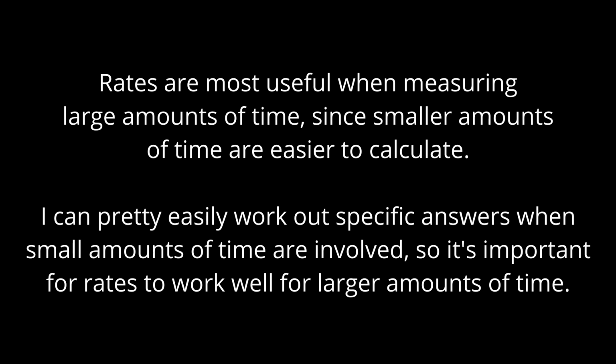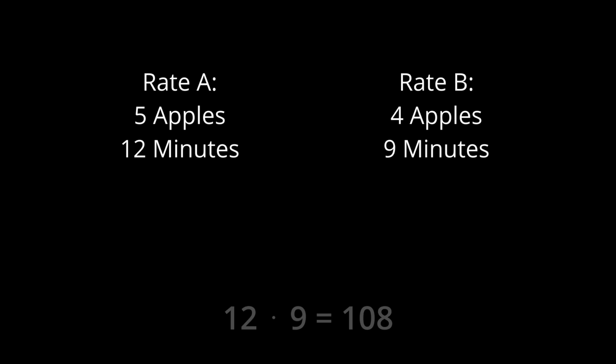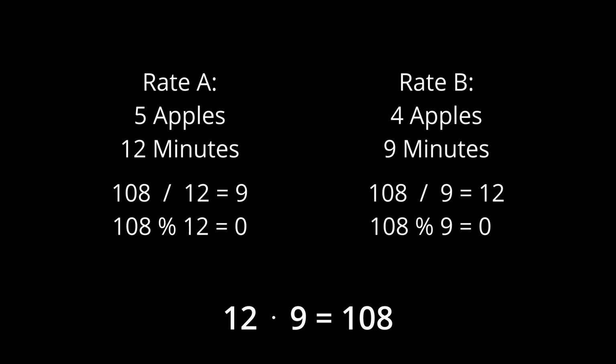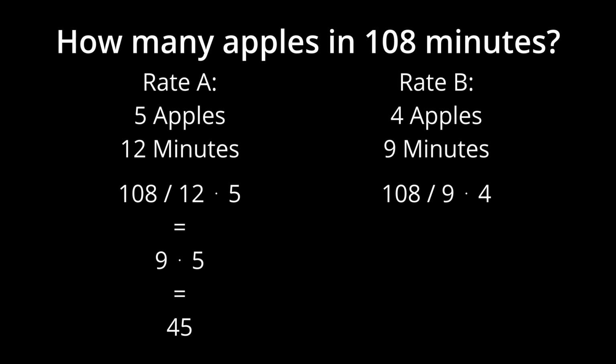Thanks to what I know about division and multiplication, I actually have exactly the number to use for this. If I multiply 12 by 9, I get 108, and I know that 108 divided by 12 is 9, and vice versa. So, if I were to try and find out how many apples I could gather at each rate in 108 minutes, I would end up with finding that I gathered 9 times 5 apples in the first case, or 45, and 4 times 12 for the other, or 48.